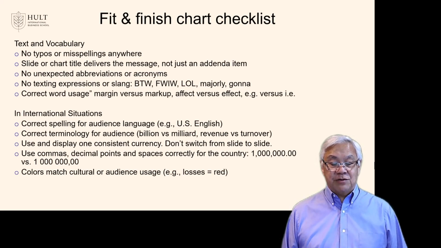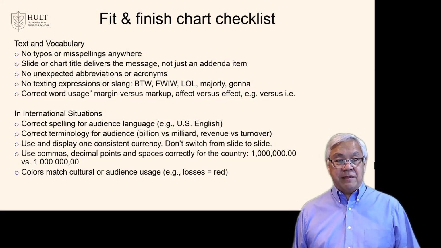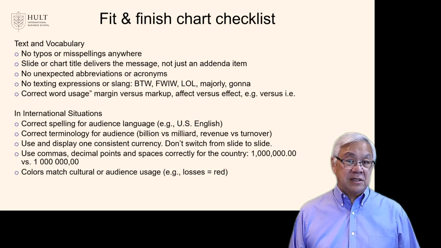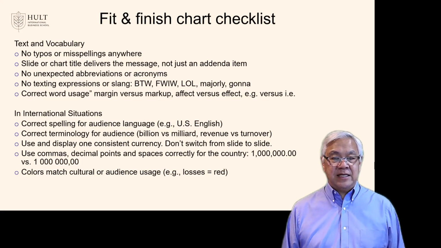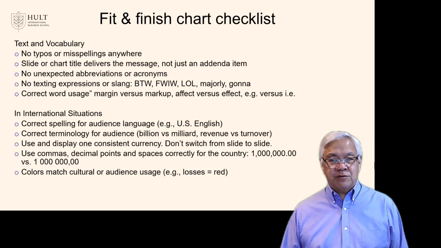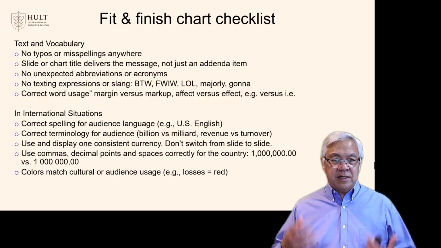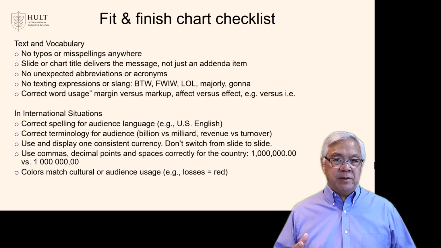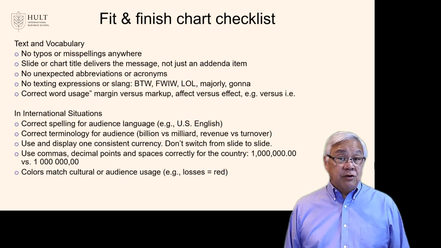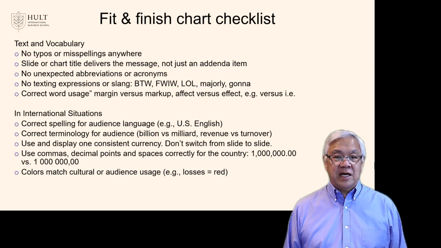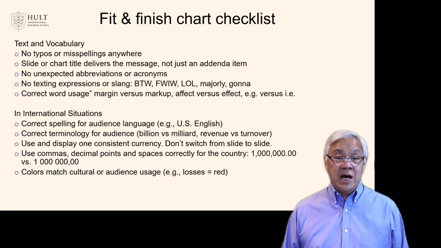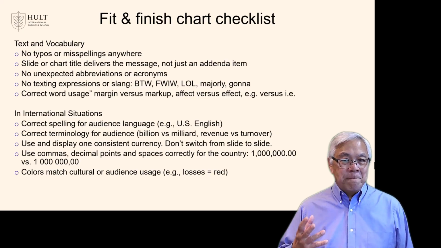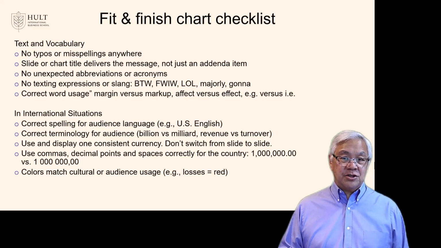Billion versus milliard, revenue versus turnover. These are the words used in different cultures and different countries. Use and display one currency if you can throughout the entire presentation. If you're switching back from dollars to euros to yen, that will cause confusion because the frame of reference will be moving around on your audience. Use commas and decimal points correctly for the country. In the US, we use 1,000,000. Other countries may go 1.000.000,00. Right? So be aware of that and make a conscious decision on what you're doing.